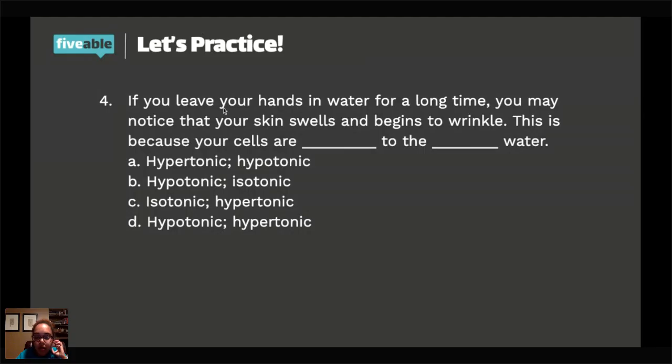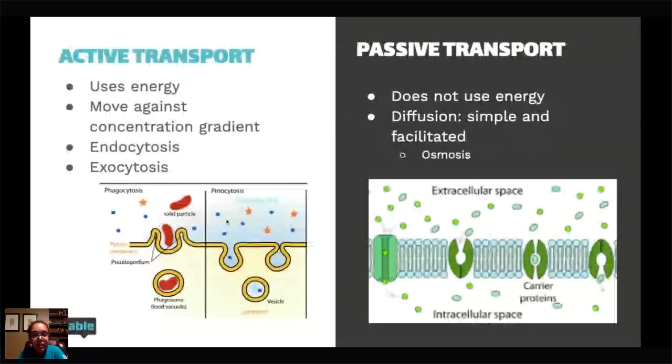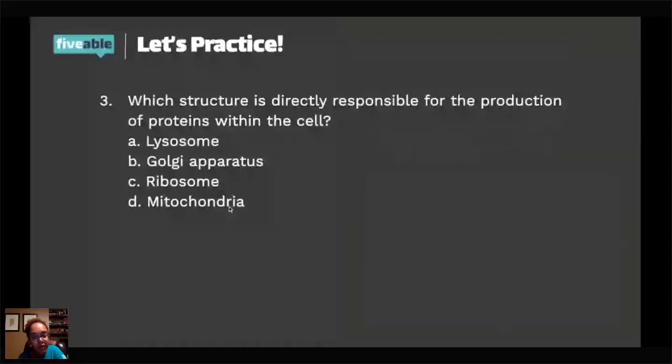If you have any questions, you can just put them in the chat, and I'll look at them and answer, because we only have a few minutes left. Which structure is directly responsible for the production of proteins within a cell? My thought process here is I do process of elimination just to be sure that there's no other possible answer, because you never know, to double check that your initial thought is right. So my initial thought is going to be C, ribosome, which is the answer.